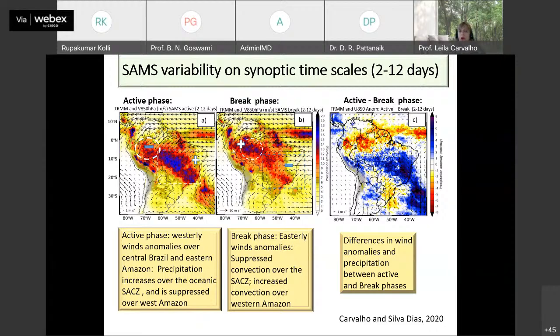So when you take the difference between the two, then we clearly see that you have less suppressed convection over northwestern Brazil, and more precipitation over eastern Brazil, and also over where you see the SACZ region, and less precipitation over southeastern South America. All these features are very important, and less precipitation also in the ITCZ, which is very interesting, when you see the difference between active and break phases.